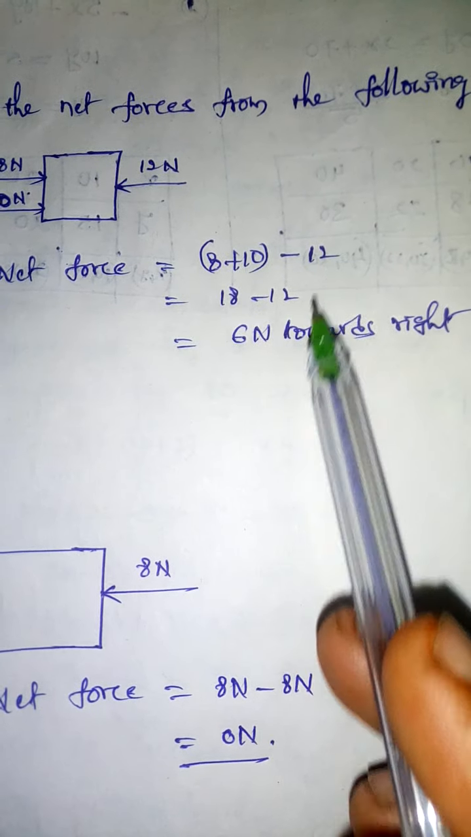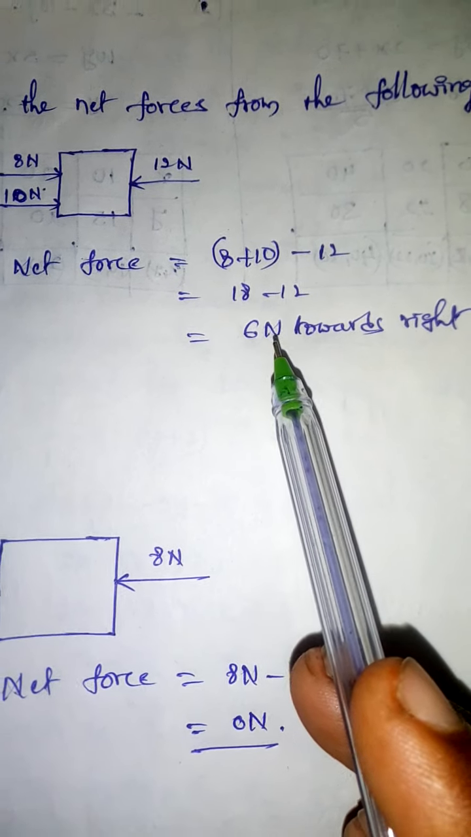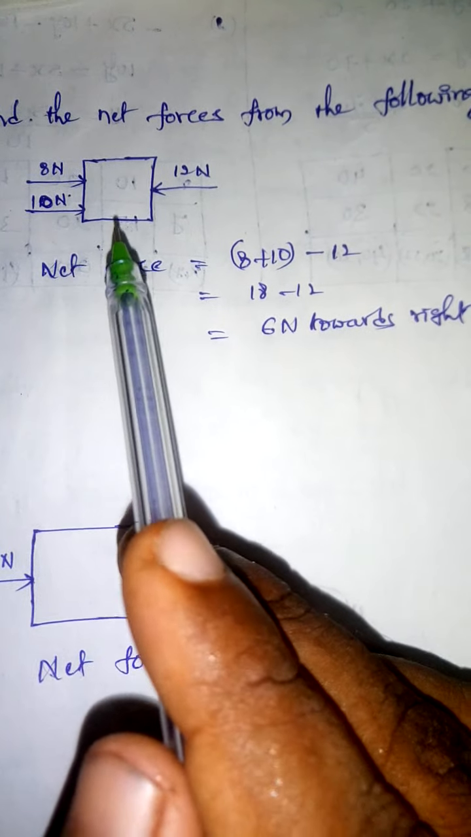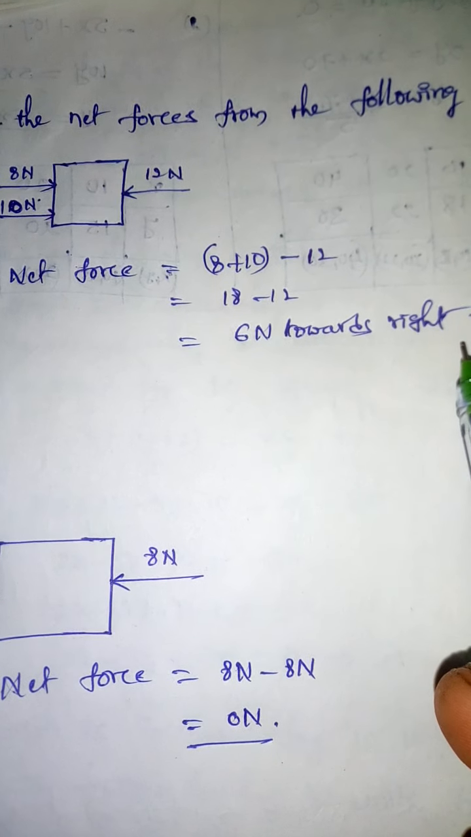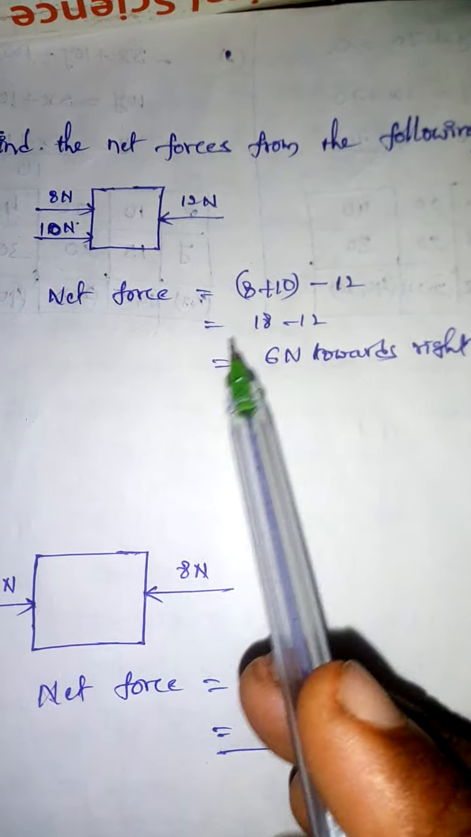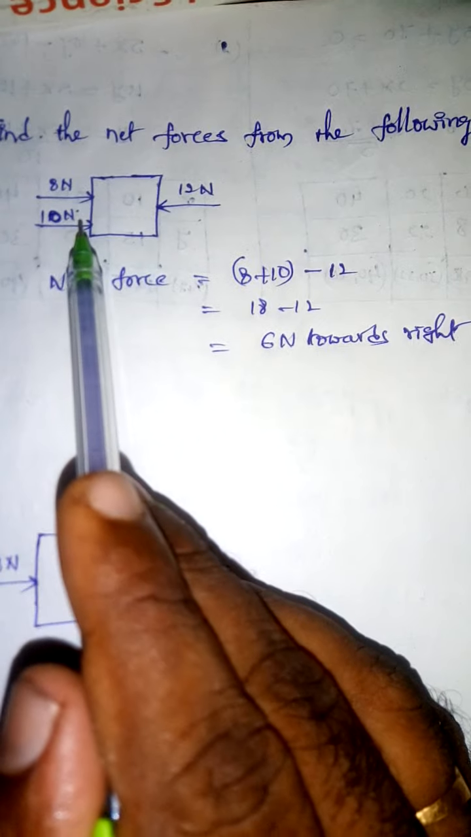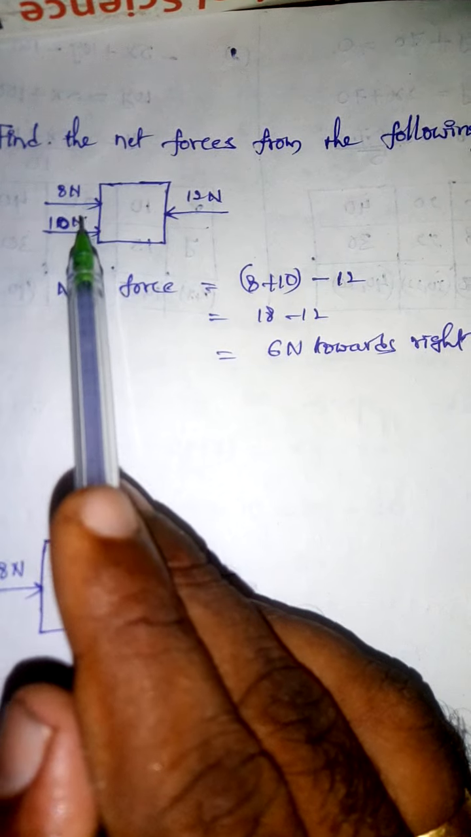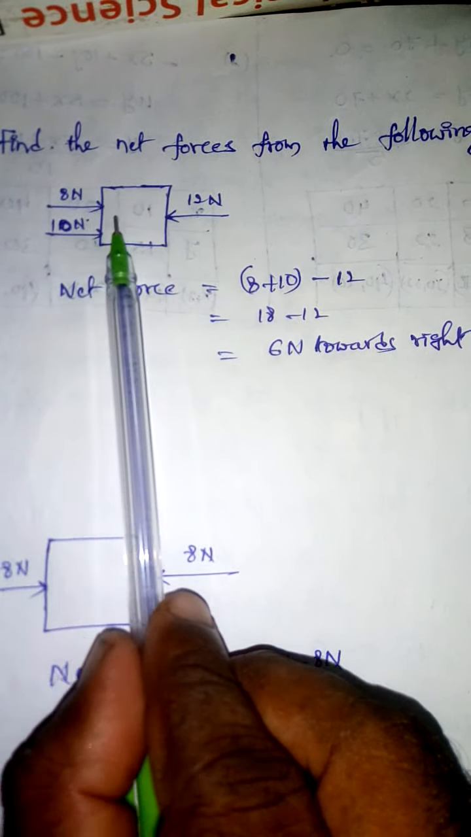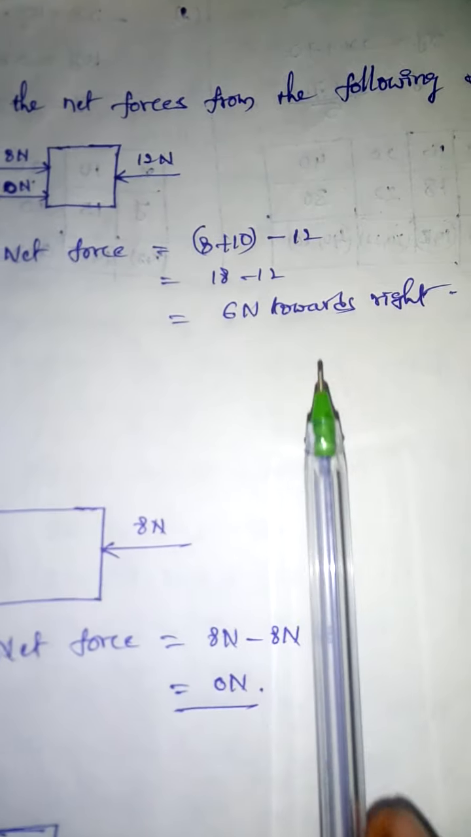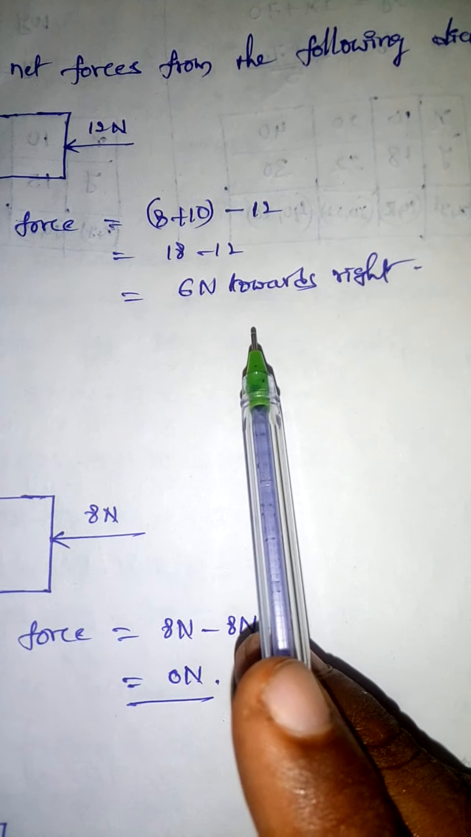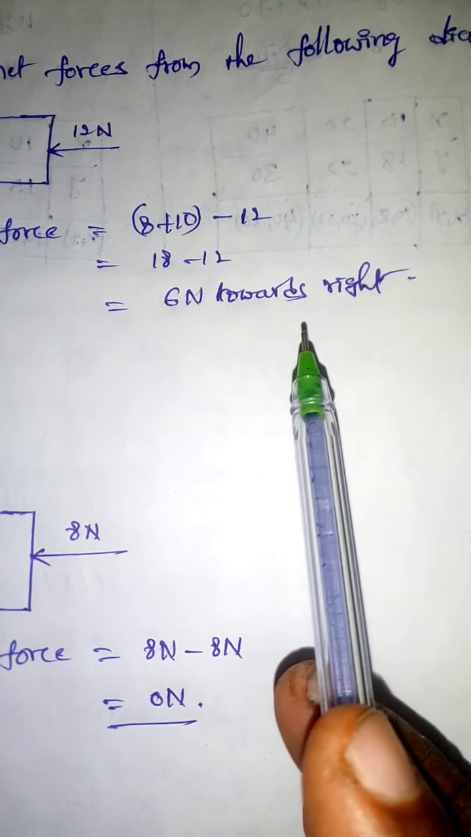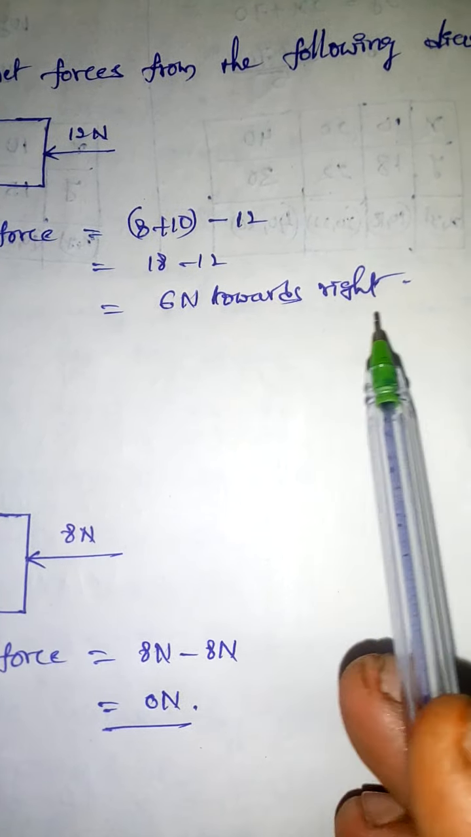So 18 minus 12 equals 6 newtons, and the net force working on this block is 6 newtons, and this net force is in the right side direction, so we have to mention the direction also. Here 18 newtons is greater than 12 newtons, that's why this block moves in the right side direction. So the net force is 6 newtons and this works on the block towards right.